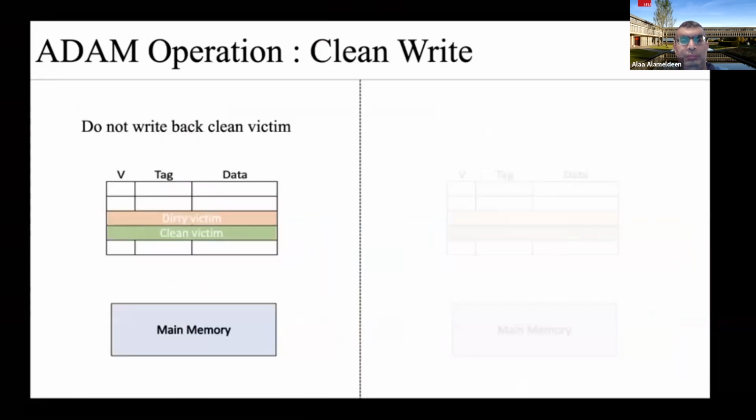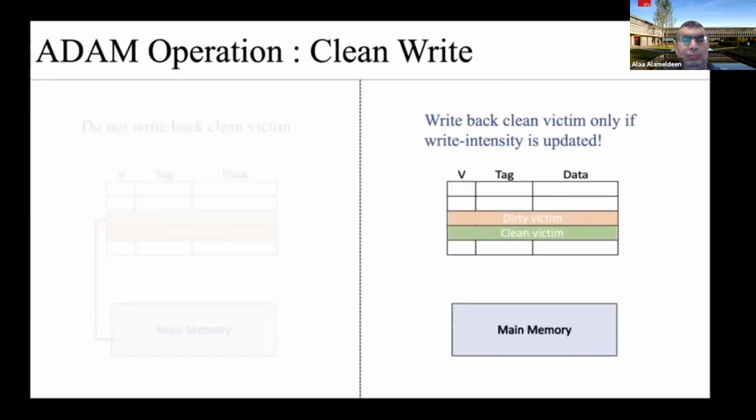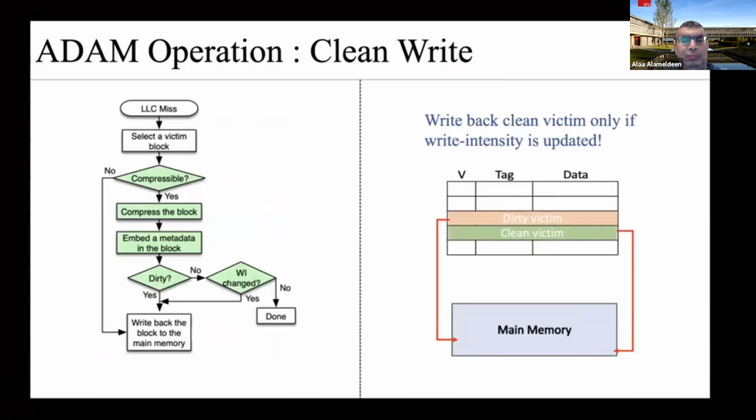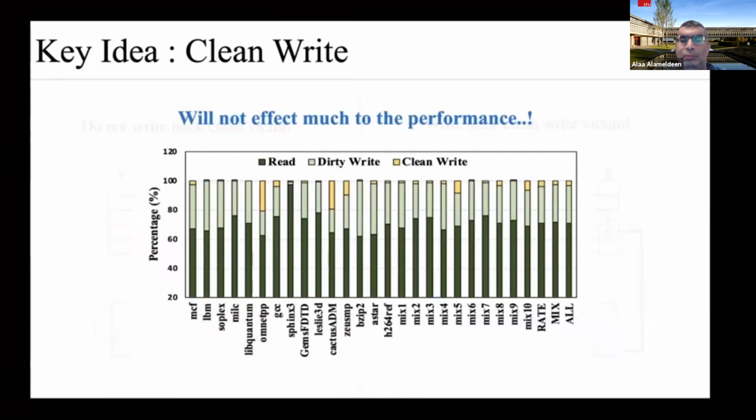Atom also has a special operation called clean write. In a conventional cache system, a dirty victim is written back to main memory, but a clean victim is not. But in Atom, a clean victim can be written back to main memory only when its write intensity is updated. The reason is this part of the write operation. Atom has to track the write intensity perfectly for a precise prediction, so we decided to write back the clean victim whose write intensity has been updated. Fortunately, clean write victims are only a small portion of all victims, so they will not affect performance much.